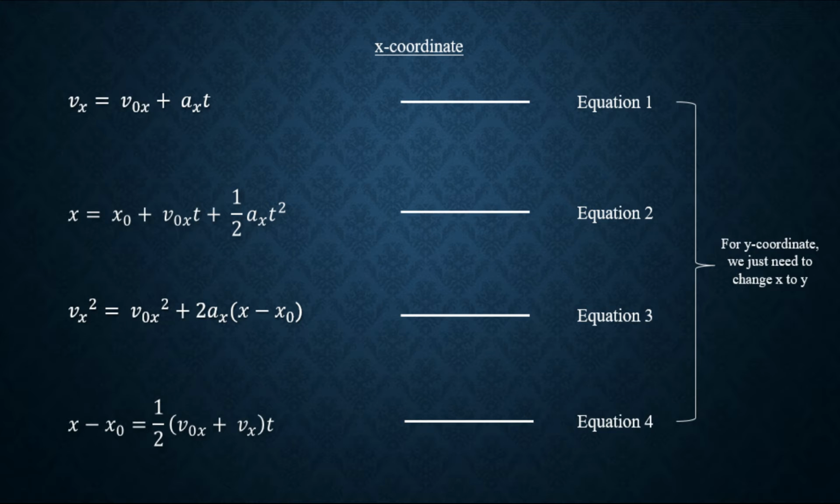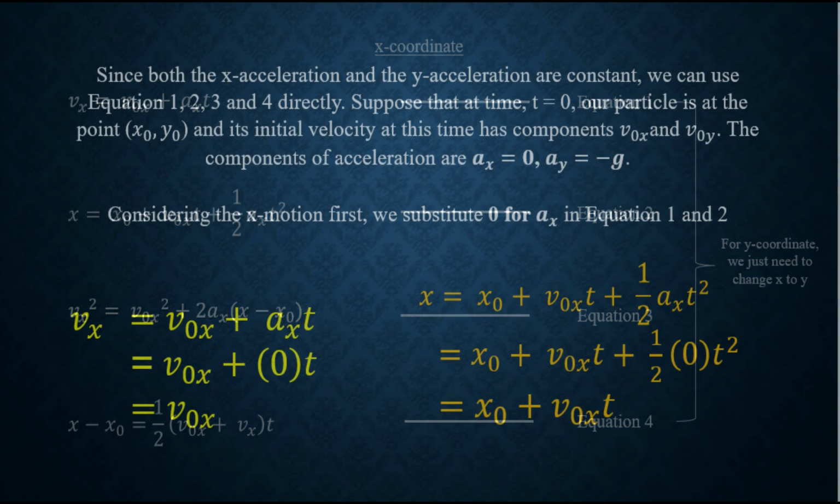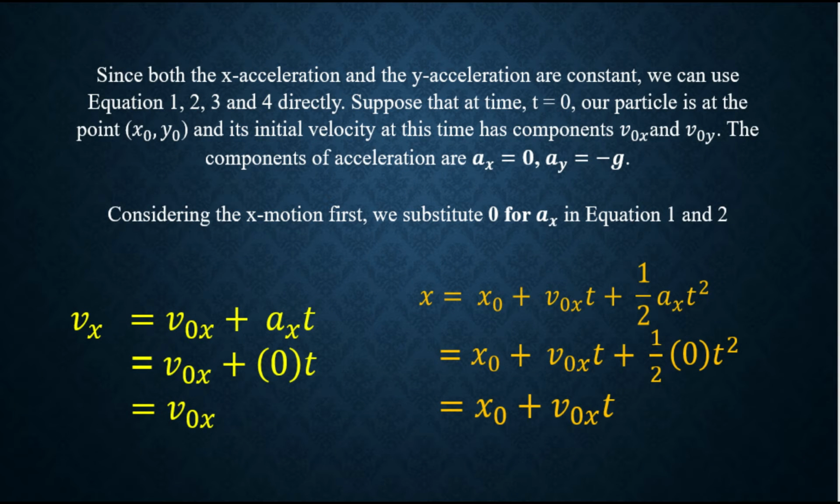Equation 3: final velocity squared equals initial velocity squared plus 2 multiplied by acceleration and the position difference in brackets. Equation 4: position difference equals 1/2 multiplied by time and the initial velocity plus the final velocity in brackets. However, you might change the variables in each equation, depending on the circumstances. Since both the x acceleration and y acceleration are constant, we can use equations 1, 2, 3, and 4 directly.